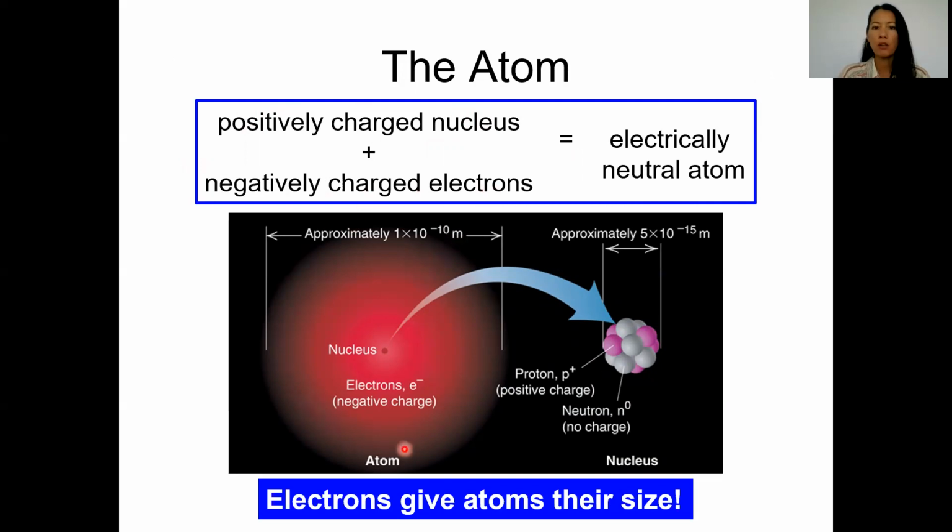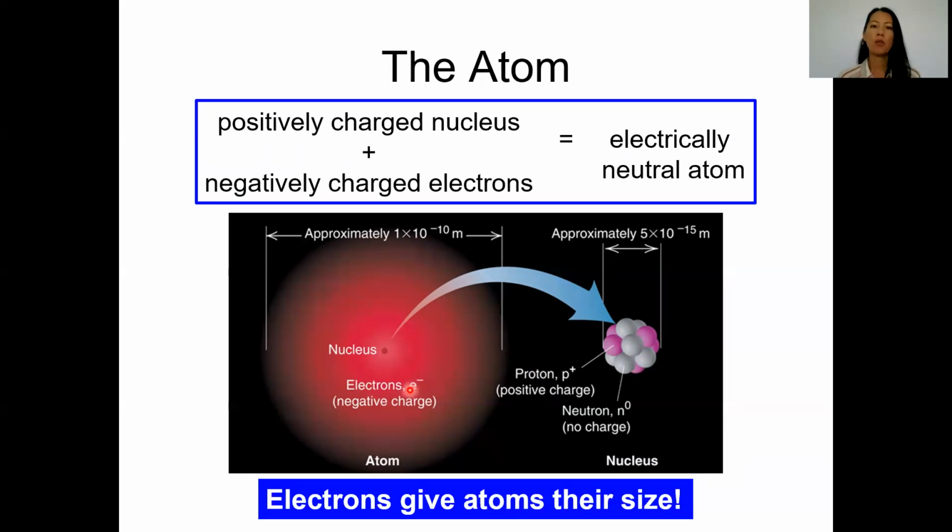Look at this. This is the approximate size of an atom, 1 × 10⁻10 meters. This teeny tiny dot in the center is the nucleus, about 5 × 10⁻5 meters. So if we pull that out, blow it up, we see the protons here in purple, positive charge neutrons here in gray, and the electrons are in the space around. Electrons give atoms their size. So as you go across the periodic table, look at the atomic number, say you're at atomic number 4. That guy in a normal situation will have 4 protons, 4 neutrons, and 4 electrons around the nucleus.